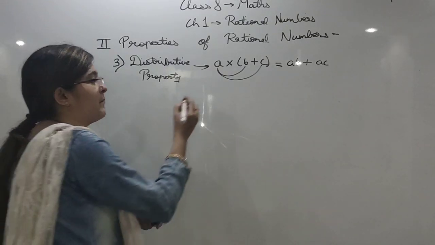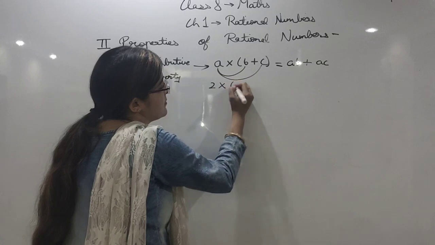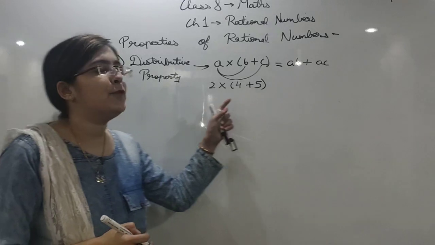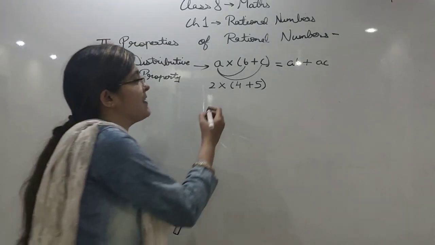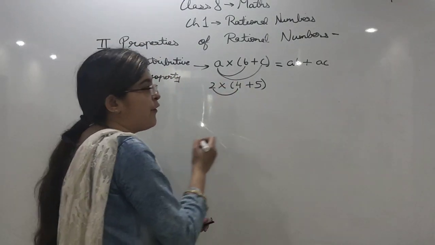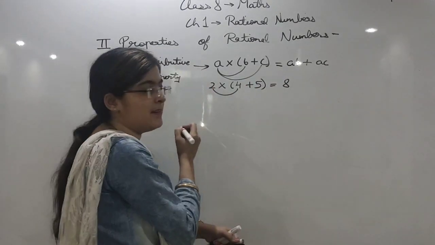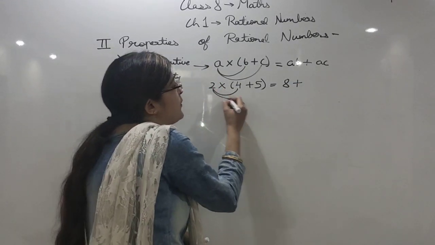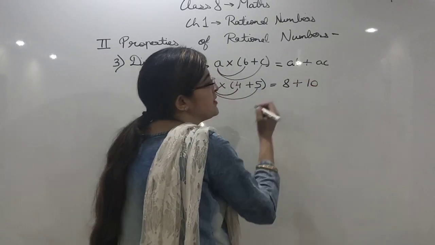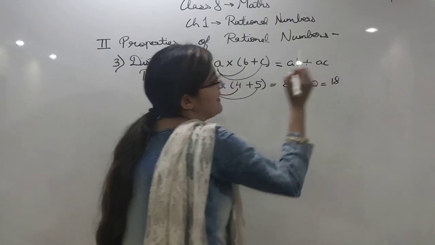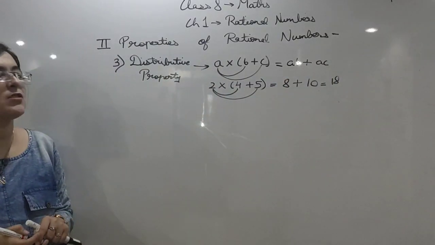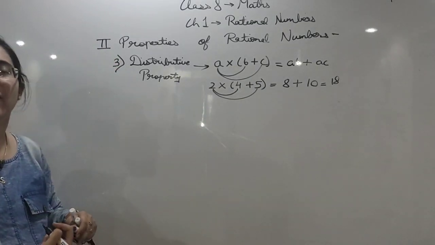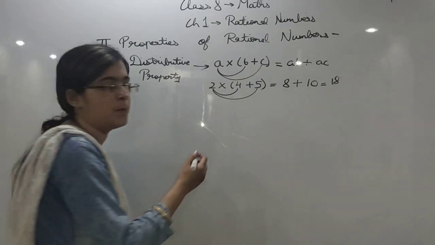Let's see with an example, first with the whole number. If it is 2 into 4 plus 5, what will be the answer? First we will multiply it by 4. 2 fours are 8. Then since it is a plus sign, we will put a plus sign. Then 2 into 5 is 10. So what is our answer? 18. Correct? This is your distributive property. Clear? Now the same will be followed in rational numbers also.